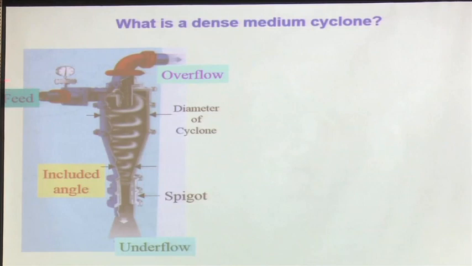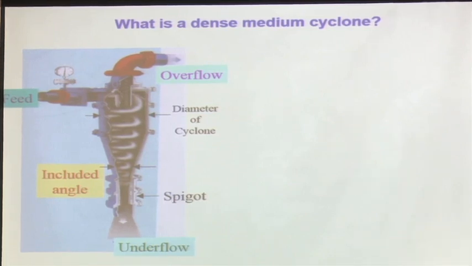The feed is a coal and water mixture, and we also mix in some fine magnetite particles. That fineness is normally below 40 micron, and the coal we are sending is below 13 mm, that is, minus 13 to 0.5. Minus means it is finer than 13 mm, plus means coarser than 0.5 mm.